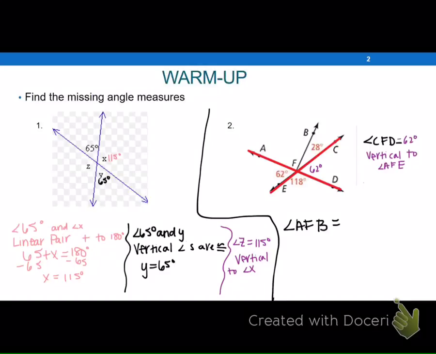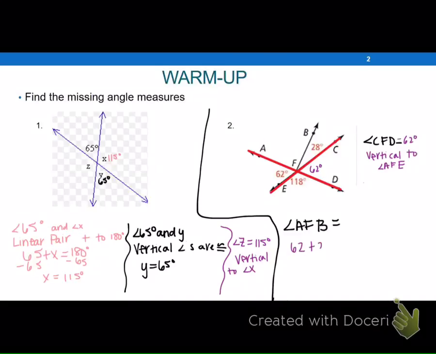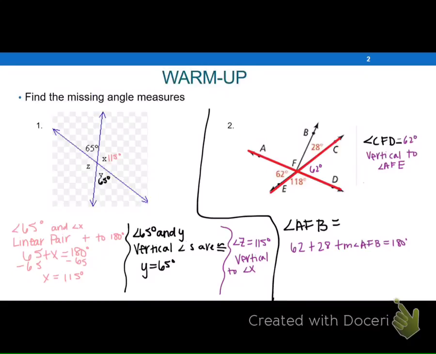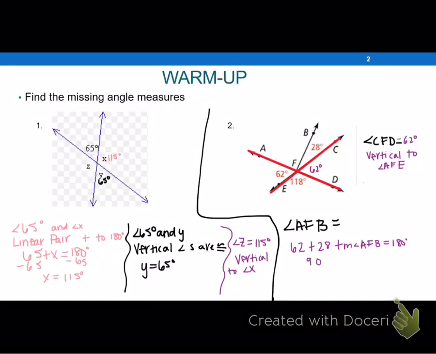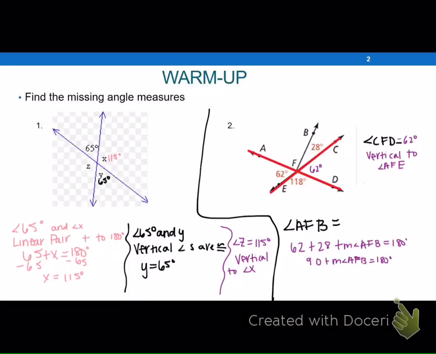Ian? Add 62 degrees and 28 degrees and subtract it from 180. That equals 180, so what he said is correct, right? So he's going to add those together and subtract it from 180. That's exactly what you're doing here. So the measure of angle AFB is 90 degrees as well.